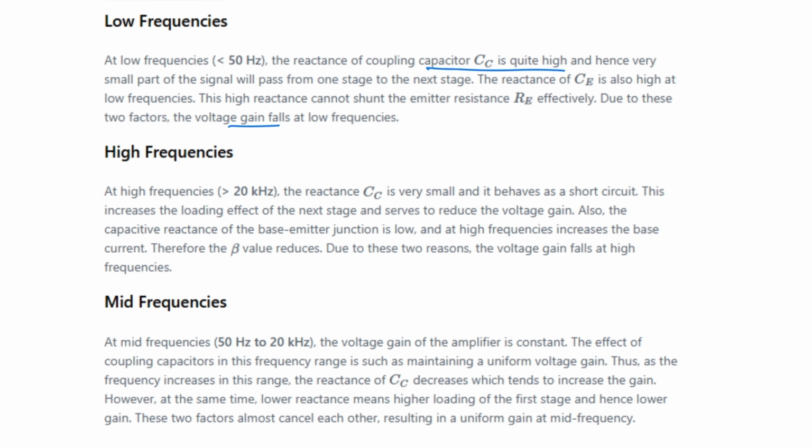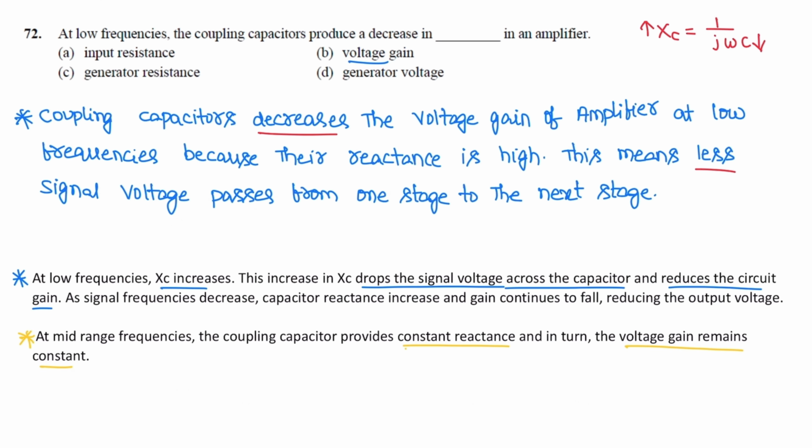At high frequencies, the reactance of the coupling capacitor is very small and it behaves like a short circuit. This increases the loading effect of the next stage and reduces the voltage gain. So at both high and low frequencies the voltage gain decreases, whereas at mid frequencies the gain is uniform. In the question, low frequencies are given, therefore the coupling capacitors reduce the voltage gain of an amplifier circuit.